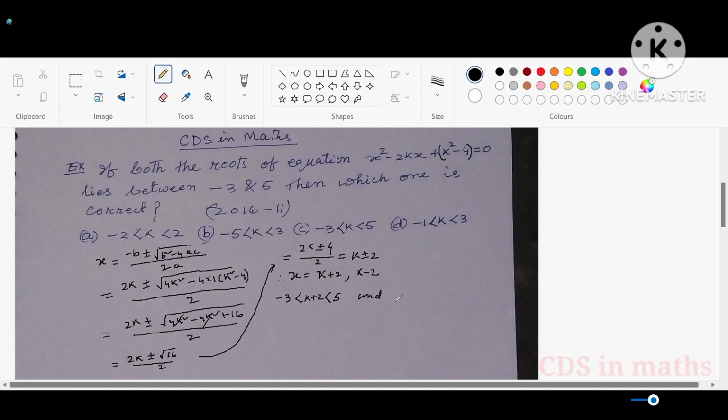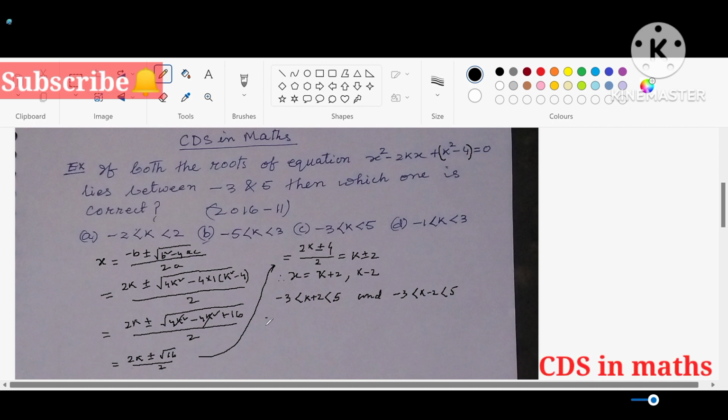Similarly, the second root, k minus 2, also lies between this and this. So let us simplify these two double inequalities. Now from this inequality I am interested in the value of k. So plus 2: if I subtract 2 throughout, the inequality will remain the same. So subtracting 2, or you can say adding minus 2 throughout.